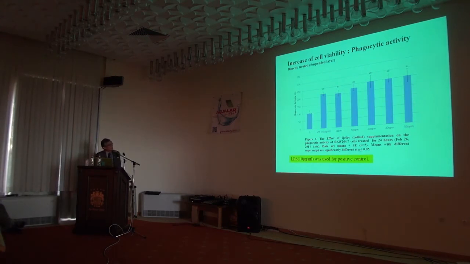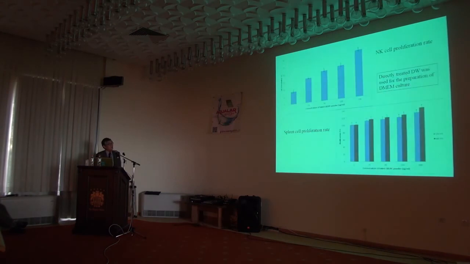Okay, so surprisingly, phagocytic activity has increased from 100 to 150%. It's a very surprising feature. And for the natural killer NK cell, it's also increased almost 4 times. And spleen cell proliferation rate also increased.